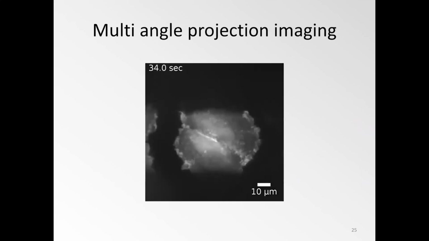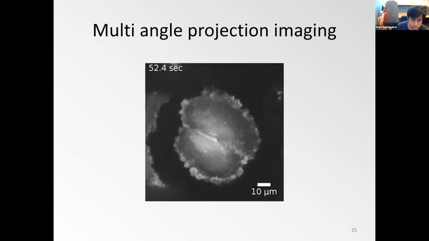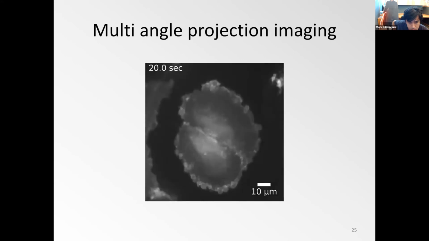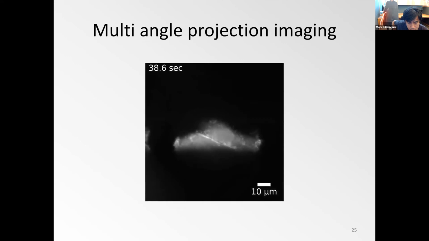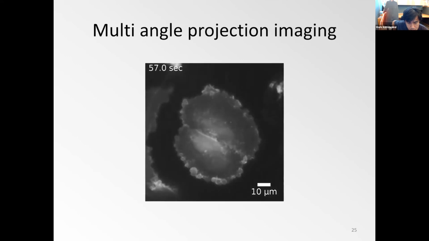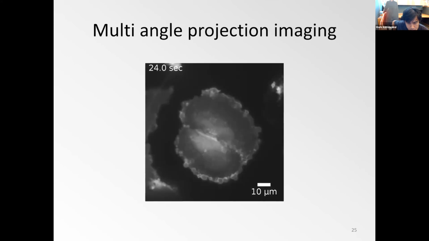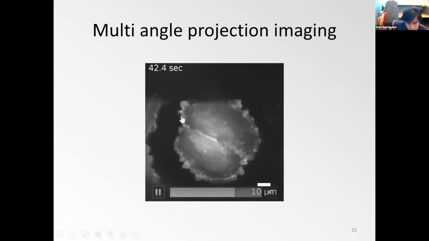So what this movie here shows is essentially the end product of the second idea I want to present, which is the multi-angle projection technique. This obviously looks like a cell that is rotating. However, neither the cell rotates nor the microscope. And it's neither done by computation, this is done by optics. So we come across a transformation that in an optical sense allows us to create these views.